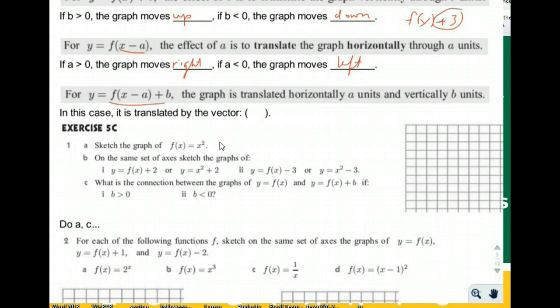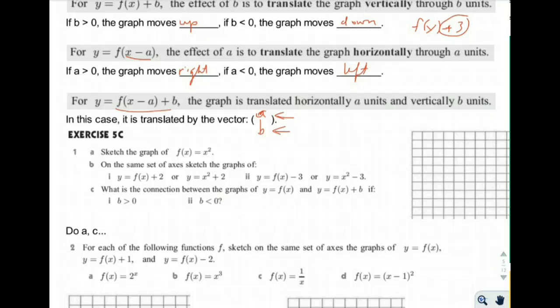Okay. For y equals f of x minus a plus b, the graph is translated horizontally a units and vertically b units. In this case, it is translated by the vector, and we would put here a, b. So basically that means that the x-coordinate is affected by a, and the y-coordinate is affected by b. Let's continue on to some problems.